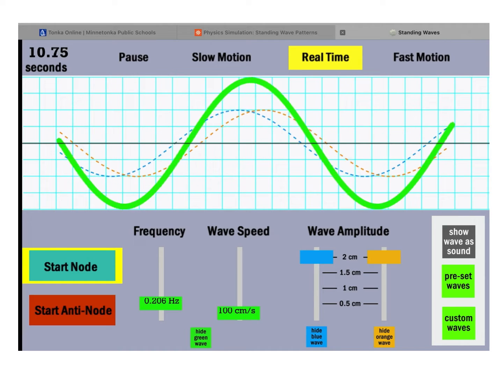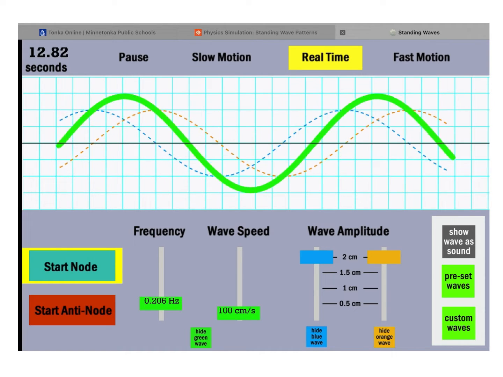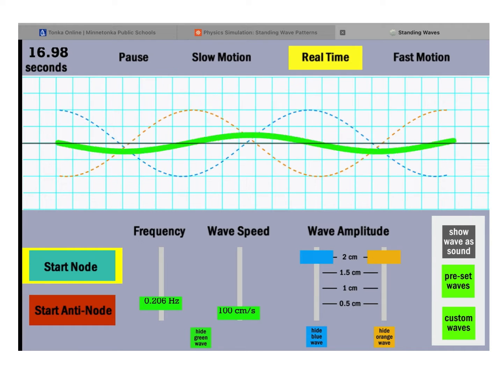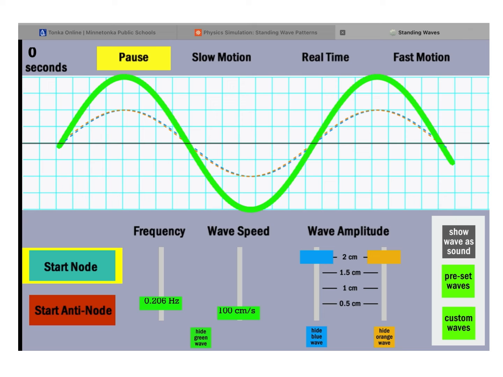I want you to please use this idea of a standing wave pattern to talk through some different scenarios. For example, if I wanted to figure out the wavelength of the standing wave, I'm going to look from the start of the first node, trace all the way through the first crest, then trough, back to where it's a node again, and that's going to become my one wavelength for this standing wave.